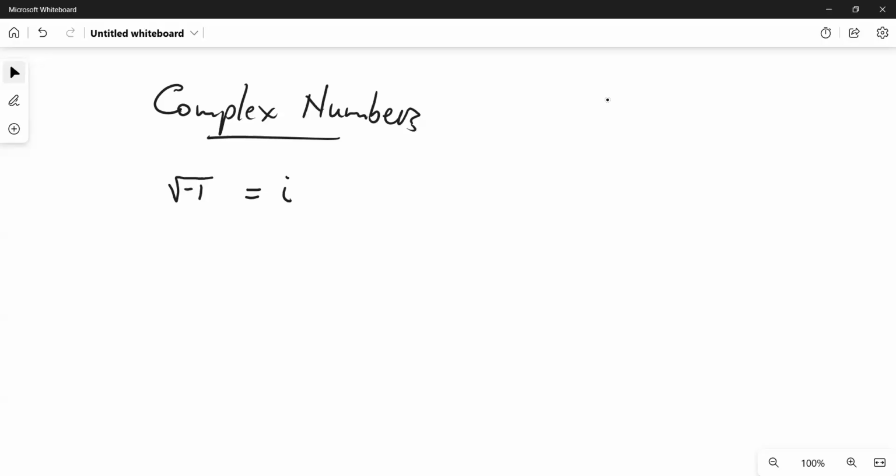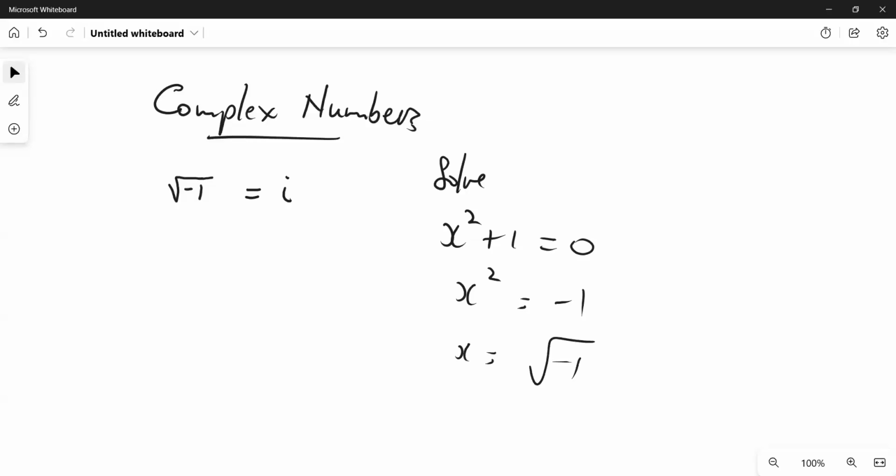For example, I think I highlighted this to you. If you have to solve an equation like this: solve x squared plus 1 equals 0. Right? So if you do this, you'll have x squared equal minus 1. And x then is equal to the square root of negative 1, plus or minus, right? And you can't do anything about that, right?